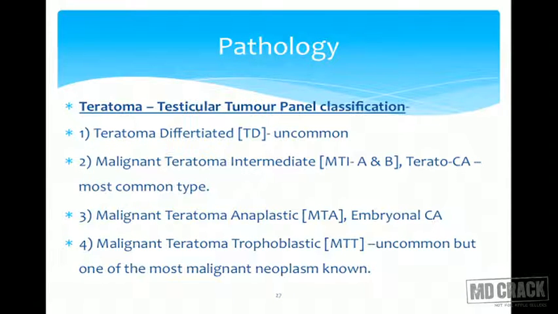There is a classification developed by the testicular tumor panel, which differentiates the teratoma specifically into 4 categories. Teratoma differentiated, uncommon type; malignant teratoma intermediate, classified into A and B. This is the most common variant of the teratoma that is observed. Then malignant teratoma anaplastic, also known as embryonal carcinoma, and malignant teratoma trophoblastic. Uncommon, but one of the most malignant neoplasms known to us. So it carries the worst prognosis.